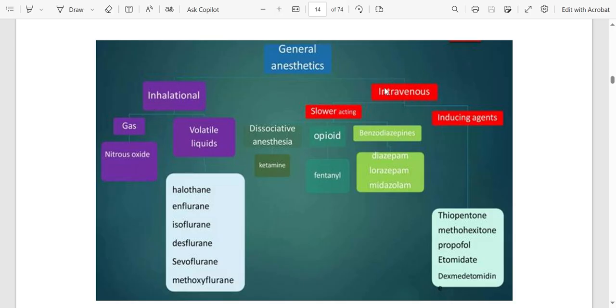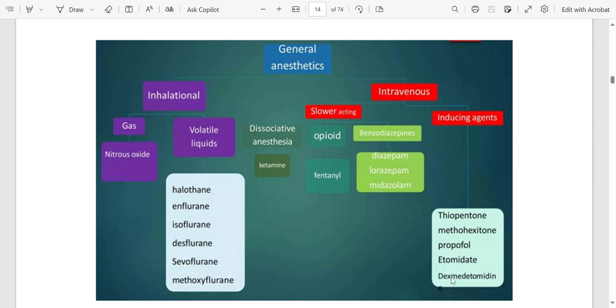And then the ones that you give intravenously, you have got the inducing agents and the slower acting. To induce means that these are the ones that you'll be able to use to start the process of anesthesia. So for the inducing agents, you have got thiopentone, methohexitone, propofol, etomidate, dexmedetomidine. But here the common ones are etomidate, propofol, thiopentone. At least try to remember these.